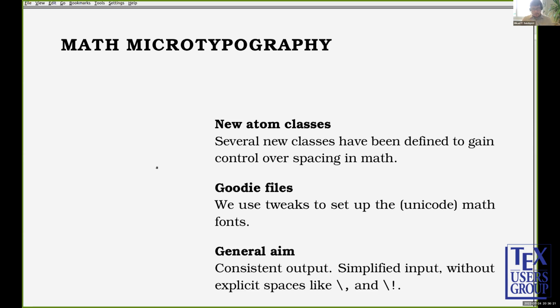Another aim, a general aim, is to have consistent output, but also to have simplified input. I will give examples where that becomes clear as well. But for example, giving these explicit spaces, \, (backslash comma), \thinmuskip, or \! (backslash exclamation mark) is something that we would like the user not to have to do.